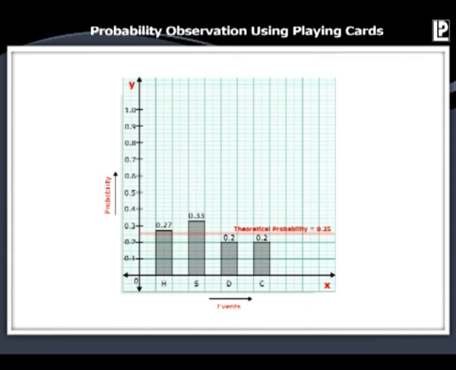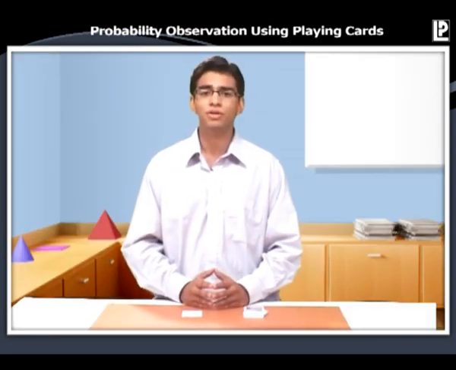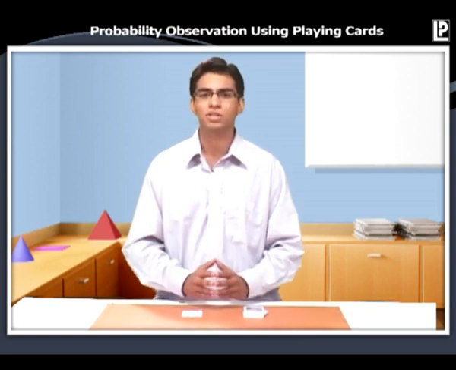What do we infer from this graph? We see that the experimental probability is often quite different from theoretical probability when the number of trials is small. You could increase the number of trials and compare the experimental and theoretical probability values. They will be much closer this time.